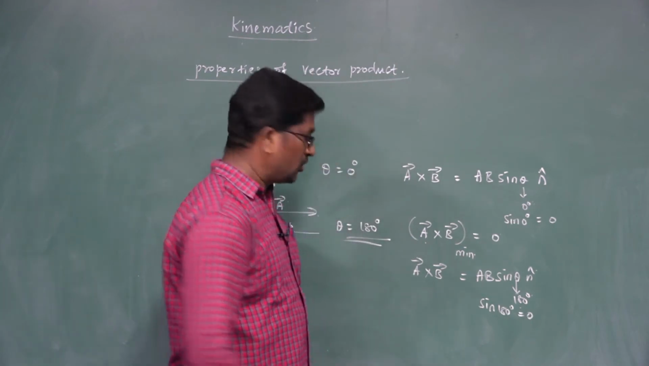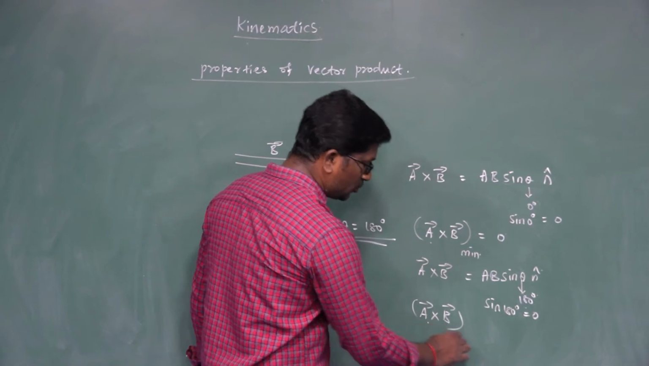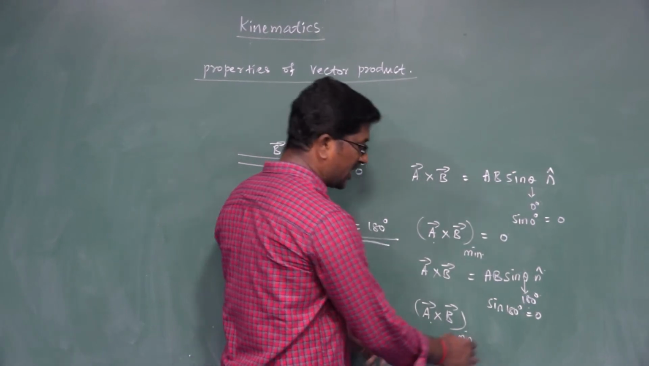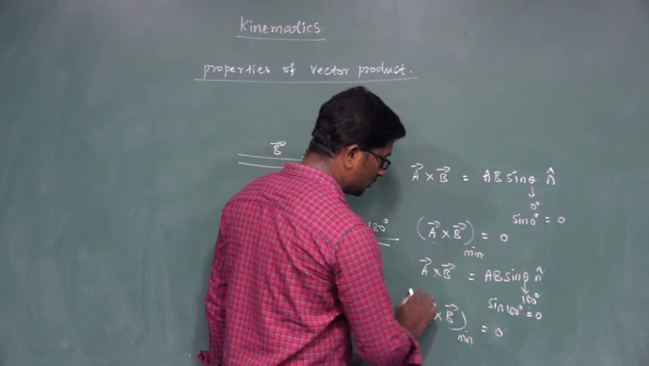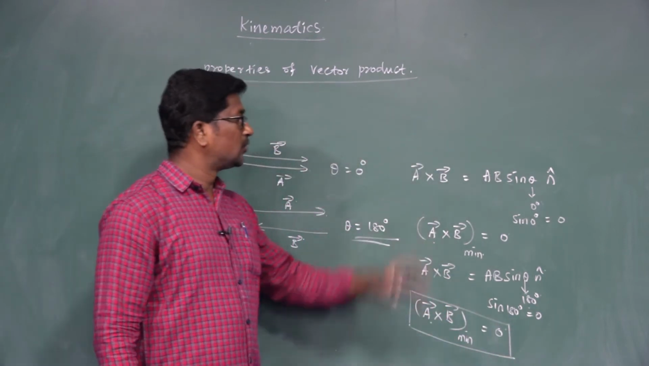Sin 180 degree is also 0. So the vector product of these two vectors will have a minimum value. The minimum value is 0. Right, so this is the fourth property.